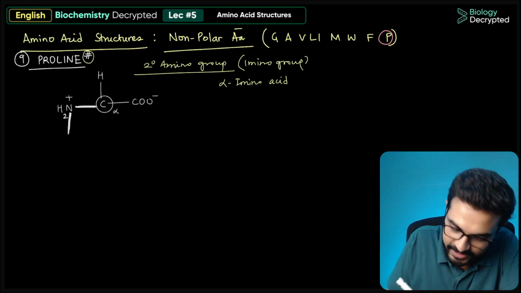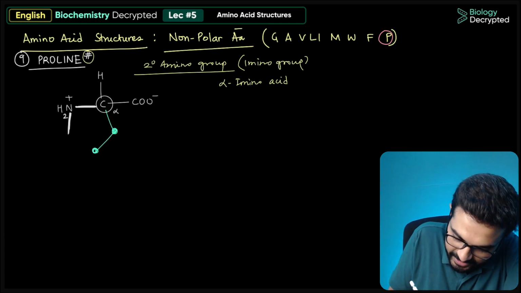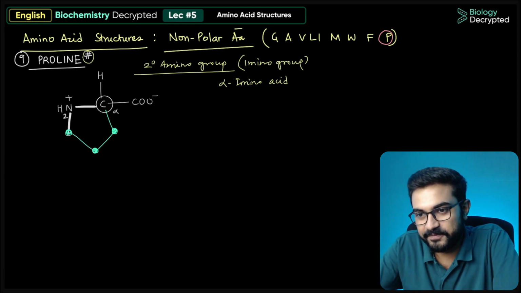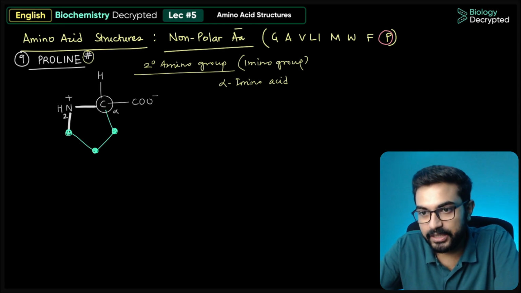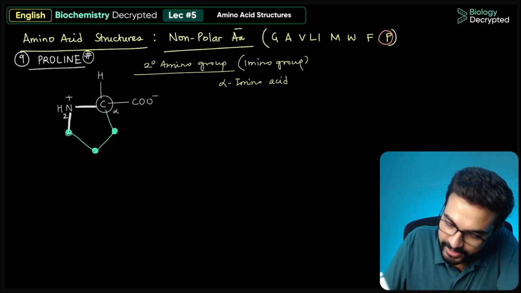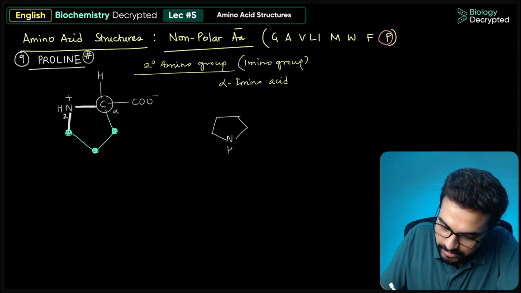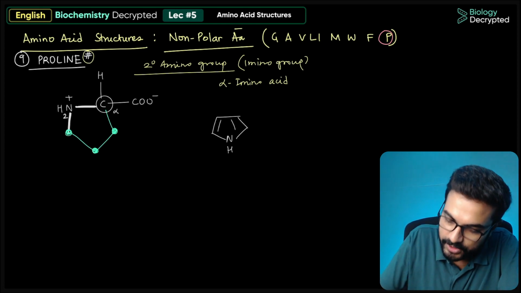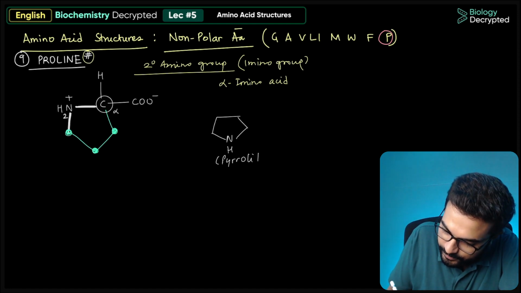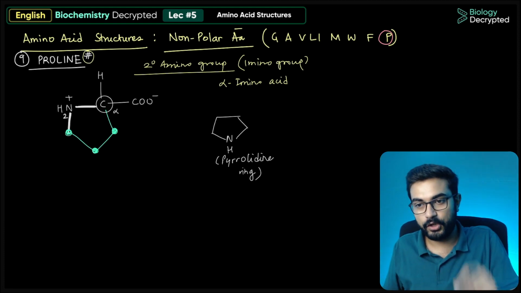What you'll have to do is simply make a ball like this, then a ball like this, and then a ball like this, and you just join it with nitrogen. This particular ring is actually a pyrrolidine ring. Let me tell you about it. You had seen pyrrole, right? Pyrrole had these 2 double bonds. Here 2 double bonds are not present. This is an example of pyrrolidine ring.